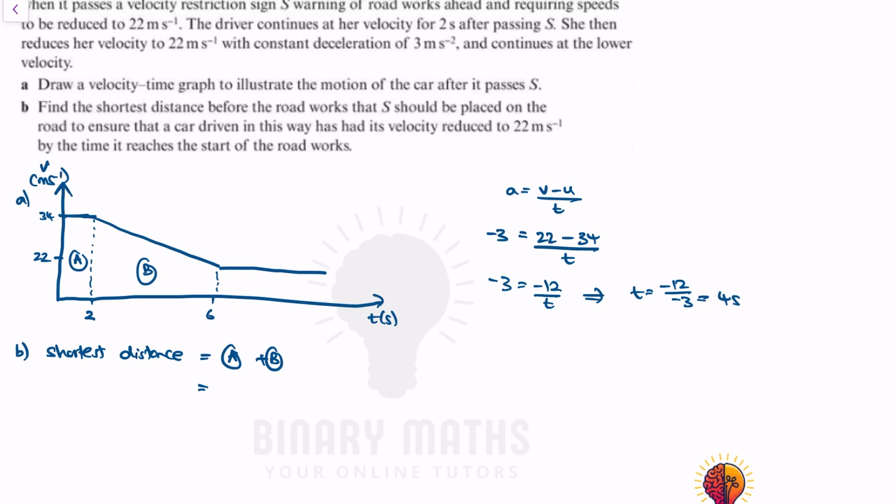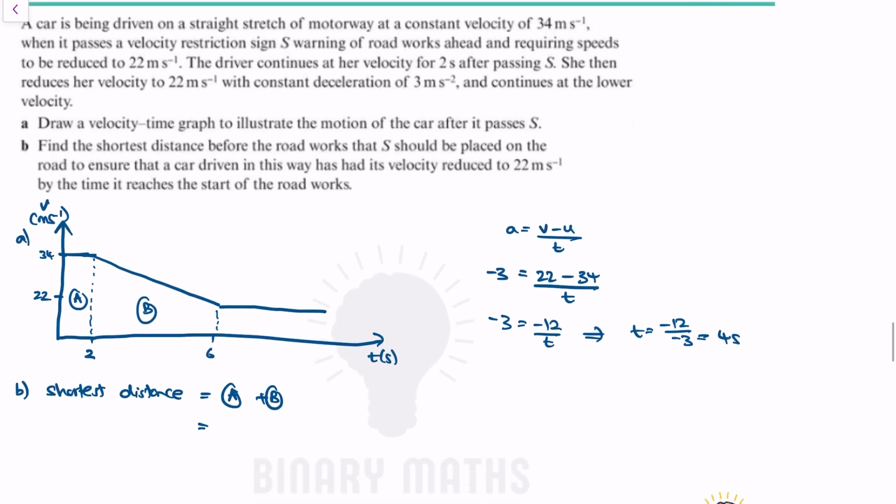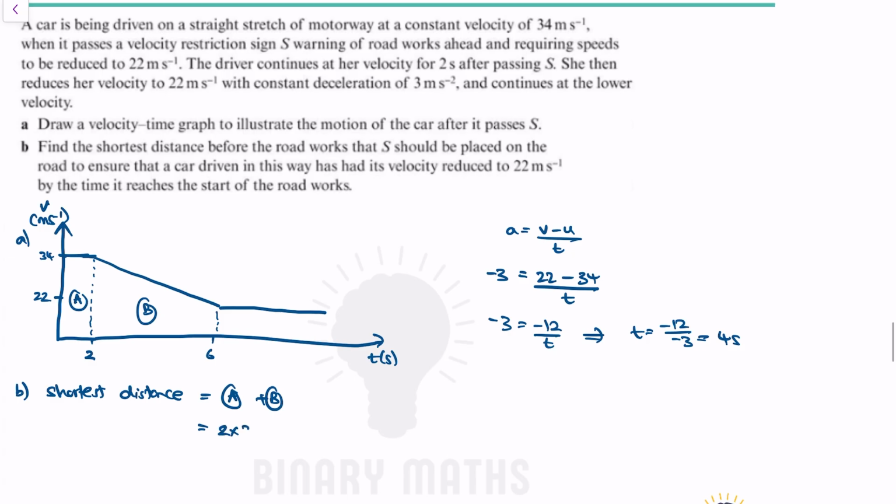A is a rectangle, so it's 2 times 34. Plus B, which is the area of a trapezium, which is half times A plus B, which is 34 plus 22, times by the height, which is the space in between, which is 4. That is 68 plus 112, which is equal to 180 meters. So minimum distance of 180 meters needed to ensure that the velocity reduces to 22 meters per second by the time it reaches the start of the roadworks.